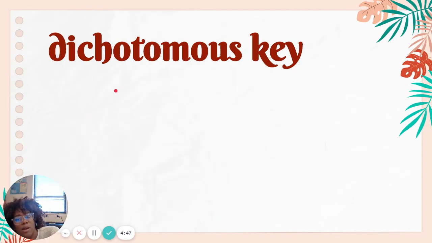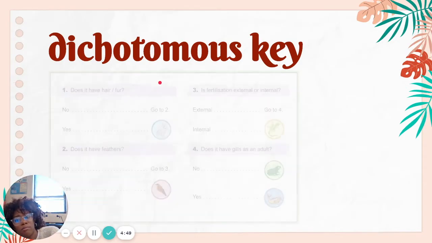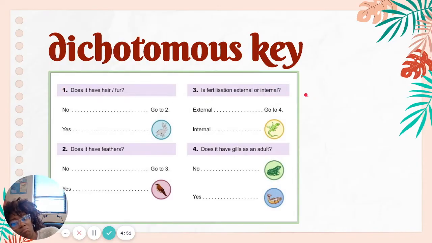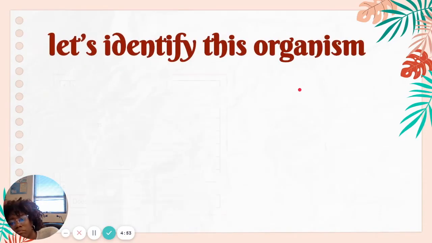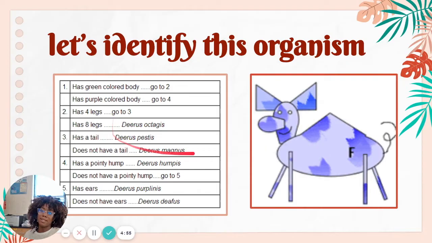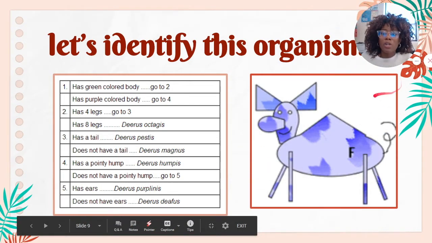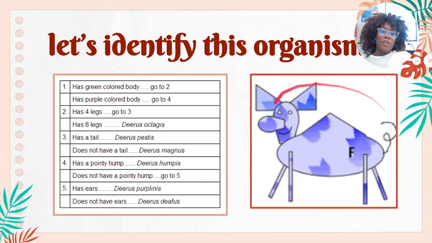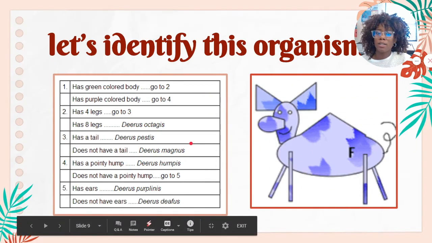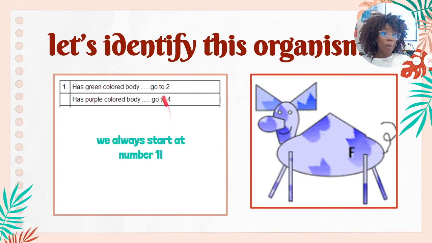It can look like this, or it can look like this. So let's work together to identify this organism. So this is our organism. Where do we start? We always start at number one. Always, always, always start at number one.